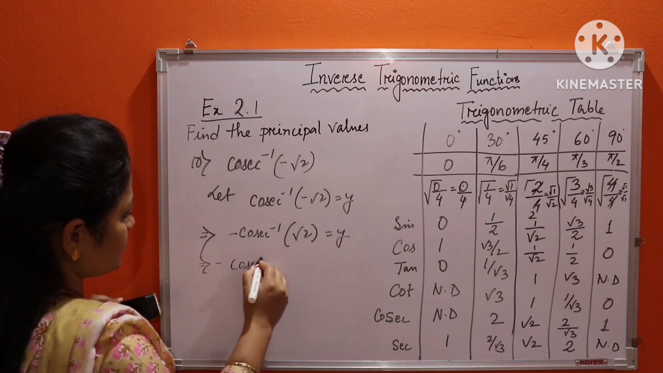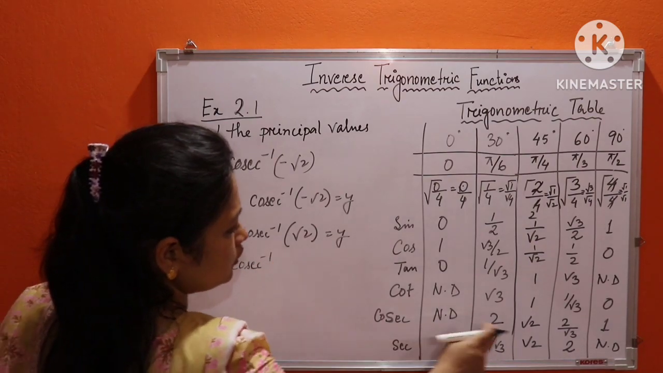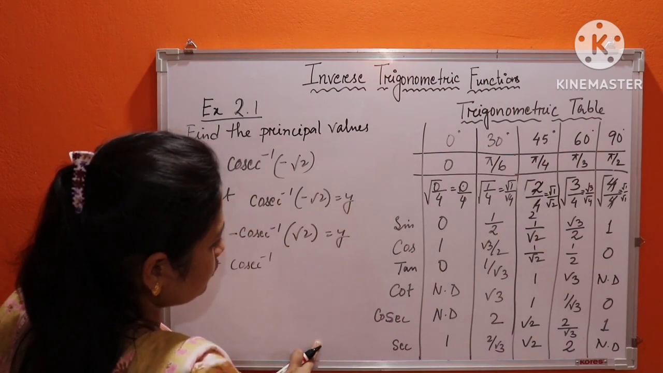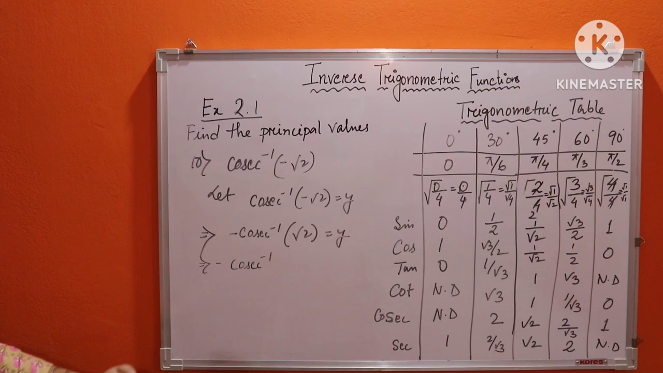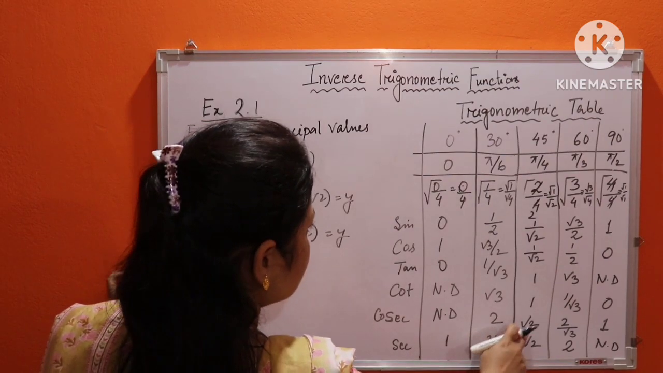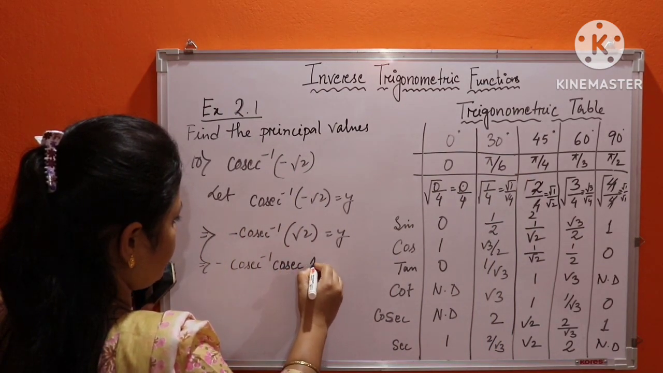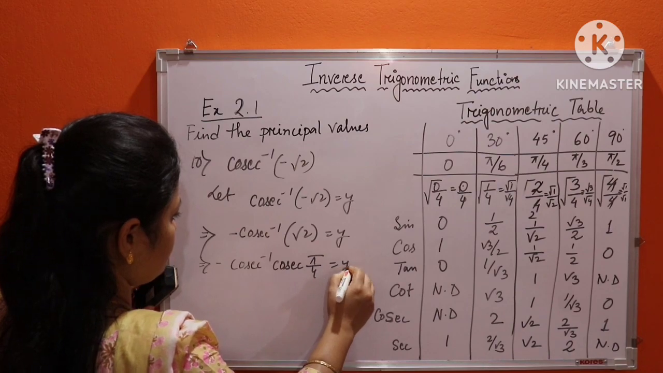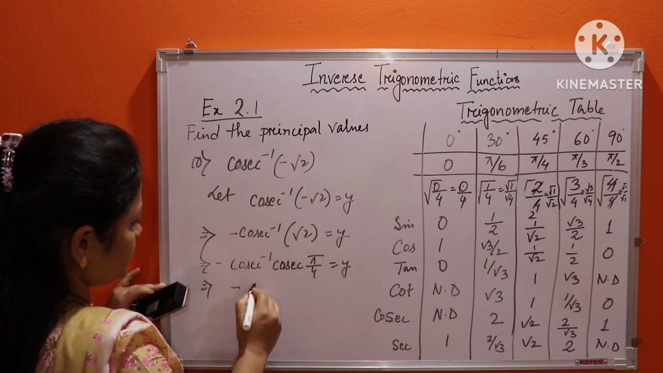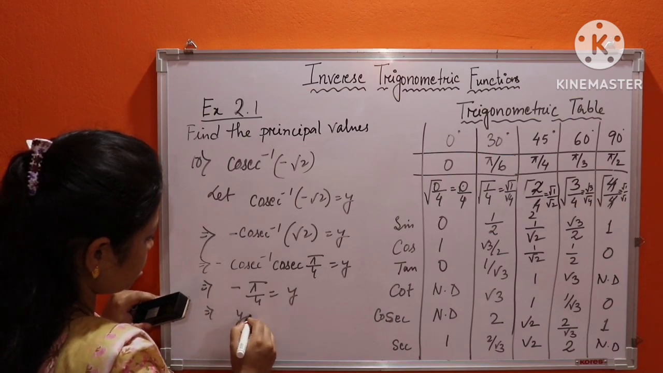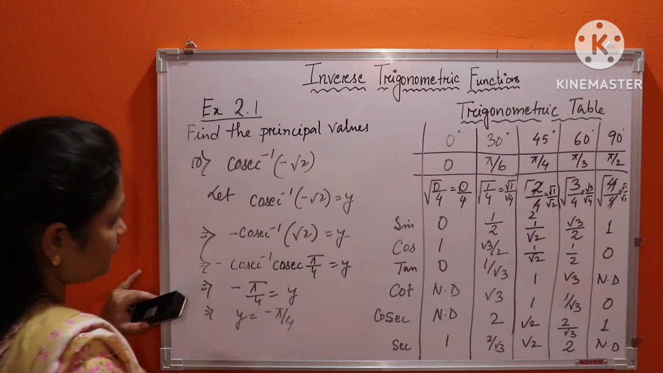Minus cosec inverse root 2. Cosec of pi by 4 is root 2, so cosec y equals minus cosec pi by 4. So minus pi by 4 equals y. So y is equal to minus pi by 4.